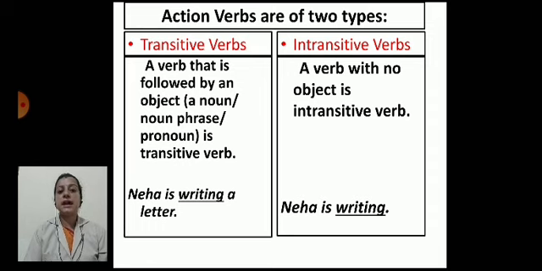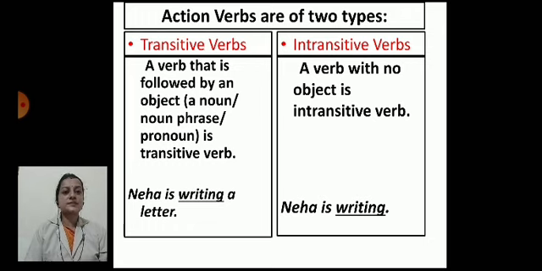An example is: Neha is writing a letter. Neha is the subject, is is the helping verb, writing is the main verb, and a letter is the object. So here we can see that the action verb writing is followed by an object, that is, letter. So we can say that a transitive verb is followed by an object.